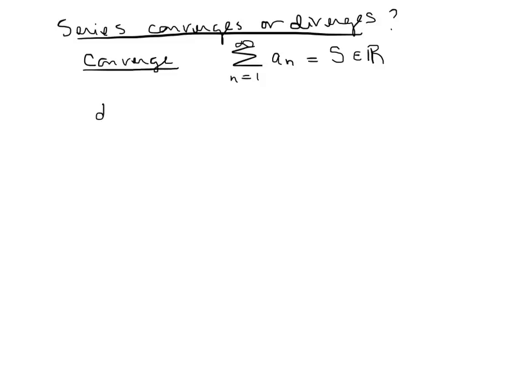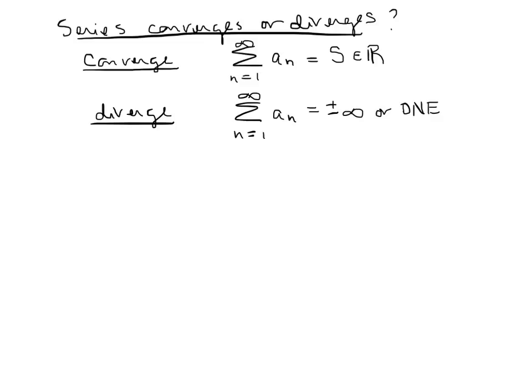But if the sum from n equals 1 to infinity of a sub n gets plus or minus infinity, or if that sum doesn't actually reach a single number, so there are cases when it oscillates back and forth, so if it also does not exist, then we say that it diverges.